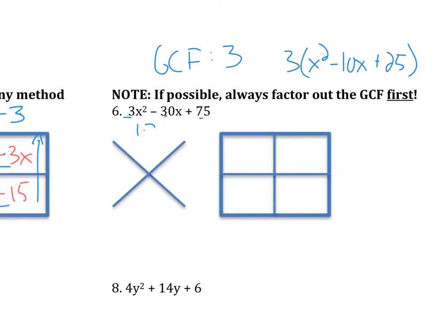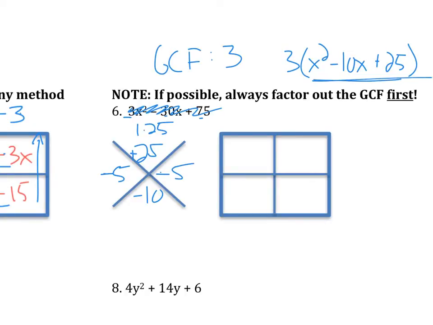Our C is 25 because we're using that new one. So this one goes away and we're now using this here. So that's 25 on top. And then our B is a -10. So as we check that, since this is positive, we know both these signs are the same, and that's negative, so those are going to be negative. And multiply to 25 and add to -10 is a -5 and -5.